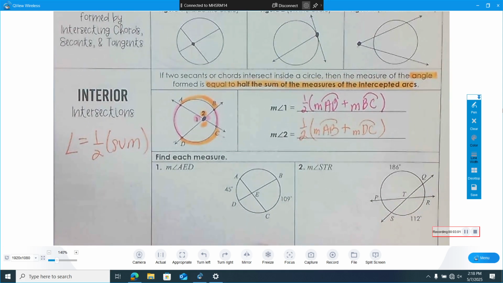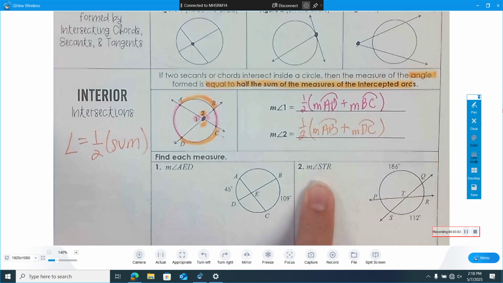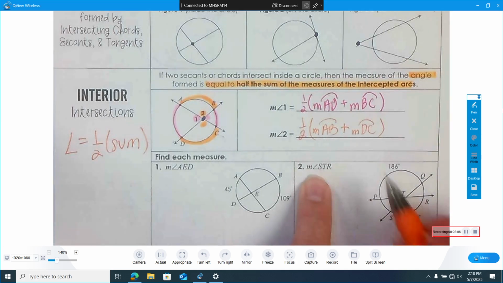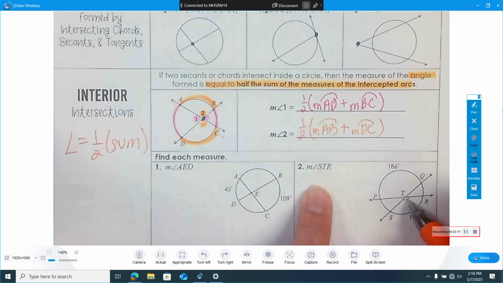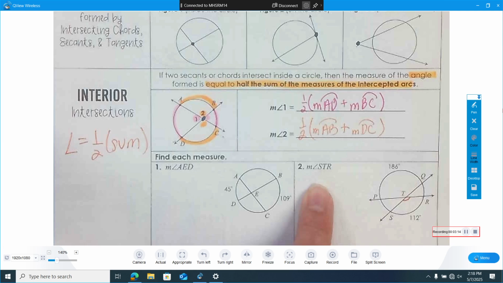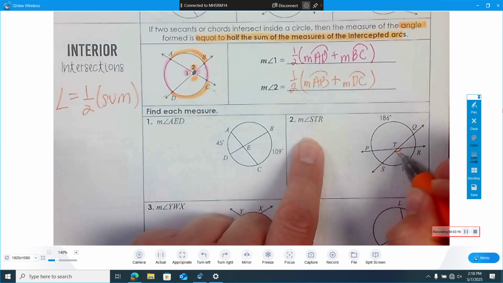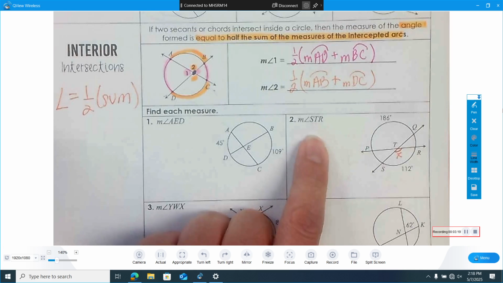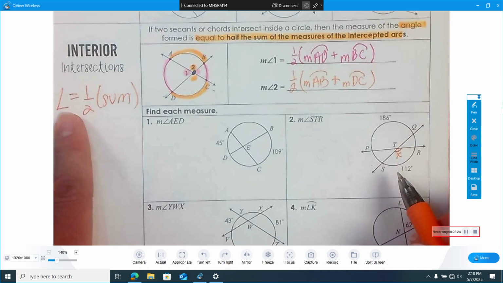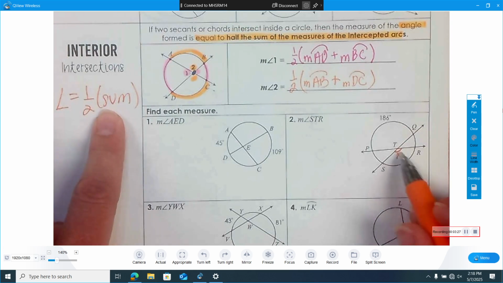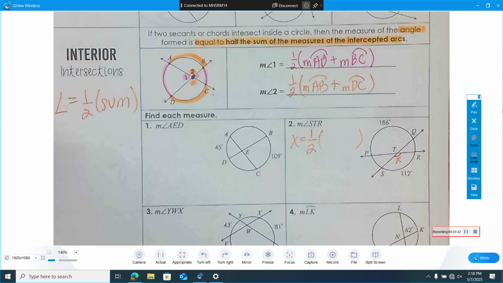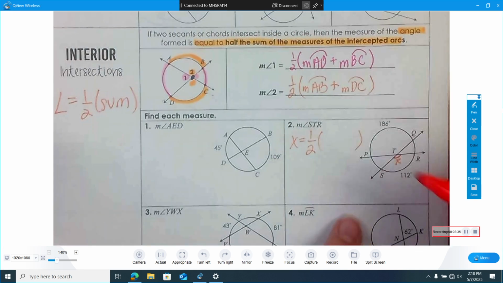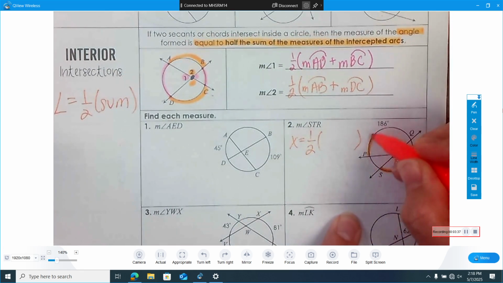So let's just look here at number 2. Number 2 says I want to find the measure of angle STR. STR is right here. And because that's what I'm trying to find, I'm going to call it X, just for simplicity's sake. So I want to find the measure there, angle X. Well, my formula is the angle equals half the sum. Well, my angle is X. So X equals half the sum of its two intercepted arcs. So here's one arc, and here's the other arc.